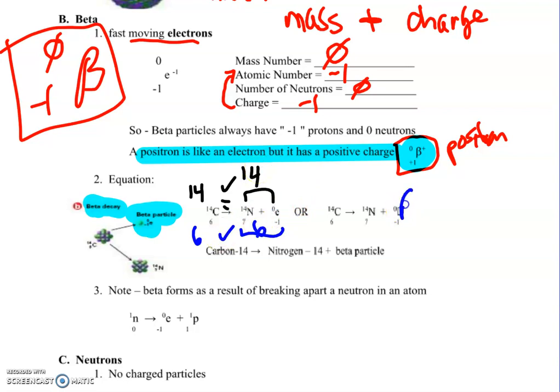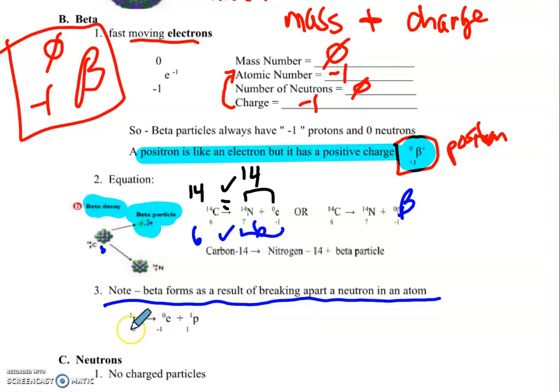And if you look here, the symbol that might not have printed, it's the beta symbol. So just make a note. A beta forms as a result of breaking apart a neutron in an atom. So how do we get this beta particle? One of the neutrons in this carbon nucleus underwent this reaction where the mass of one became split. So we have one mass over here, we have 0 and 1, we've got one mass on this side.